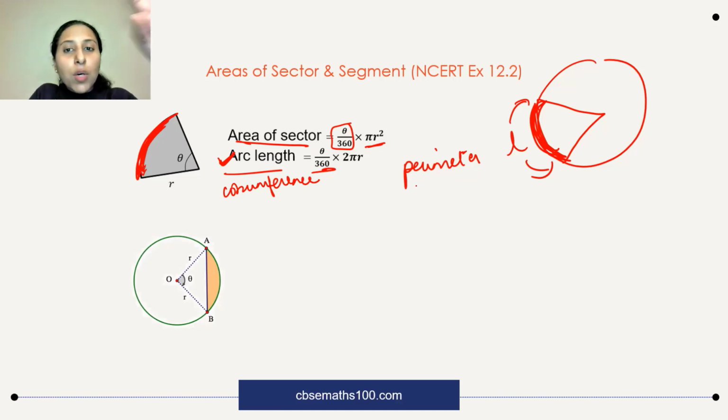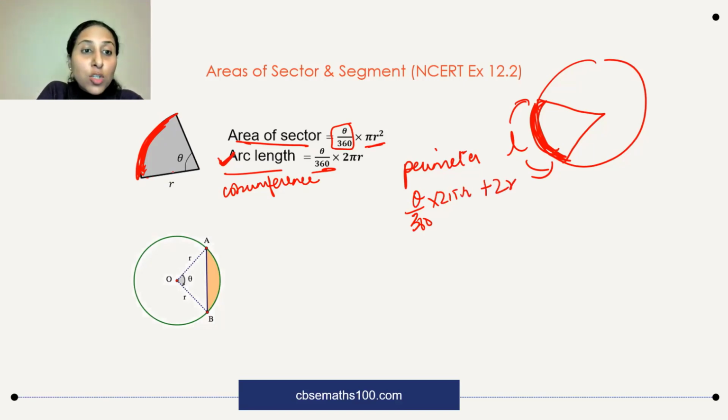But if you're asked the perimeter, what you should do is take theta by 360 into 2 pi r, which is the length of the arc, and you must add twice the radius. Don't forget that. Okay. Now here, what do we call this yellow portion? This is the minor segment, right? This is the segment over here. A segment has a circumference which is the same as the length of the arc. And the perimeter of the segment will be the circumference, which is the length of the arc, plus the length of the chord. That would become the perimeter.